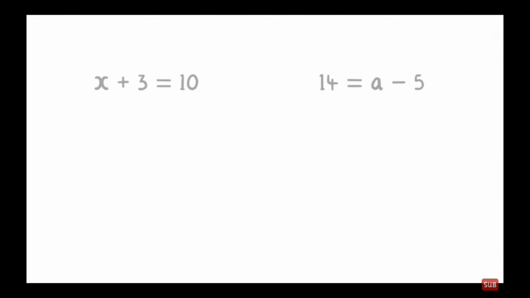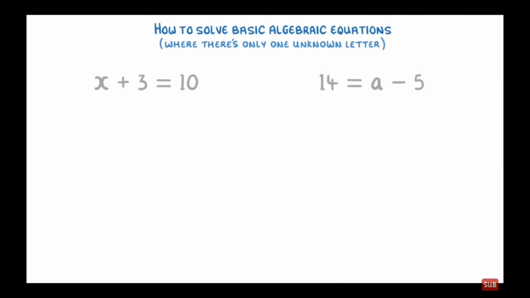In this video, we're going to cover how to solve basic algebraic equations, where there's only one unknown letter. We can see this if we look at these two equations. In this left one, the only unknown letter is this x. And in this right one, the only unknown letter is the a.